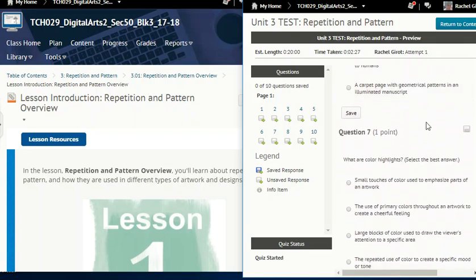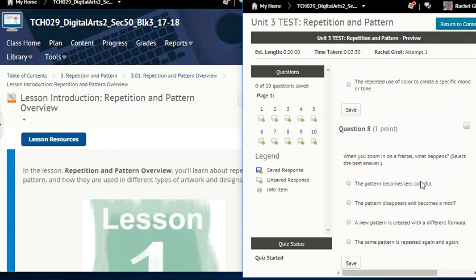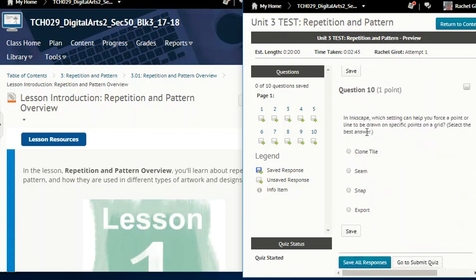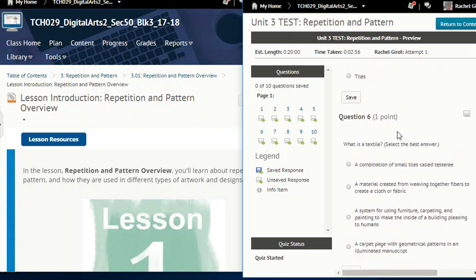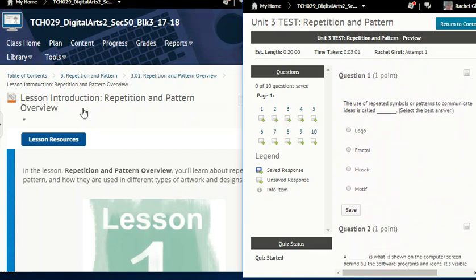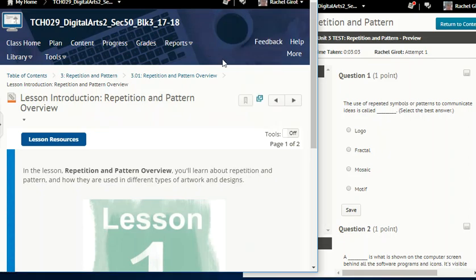What are color highlights? When you zoom in on a fractal, what happens? A blank is an image that is repeated over and over at different sizes and in different places to make a company's brand and products recognizable. In Inkscape, which setting can help you force a point or line to be drawn on specific points on a grid? All right, so that's what we're looking for in this test. Remember, it's always good test-taking strategy to read your questions ahead of time so you know what you're looking for.